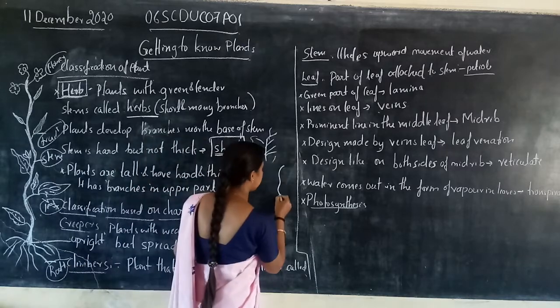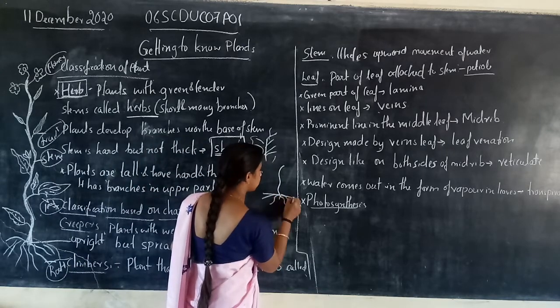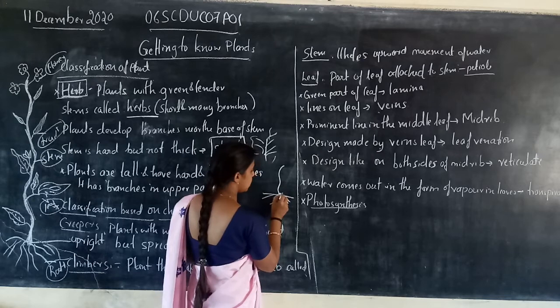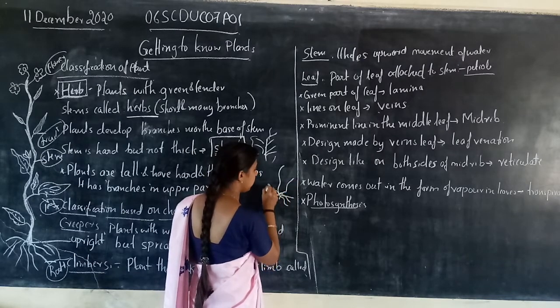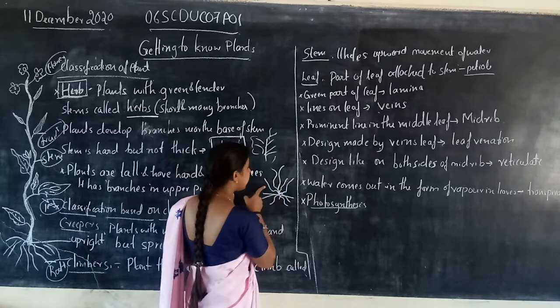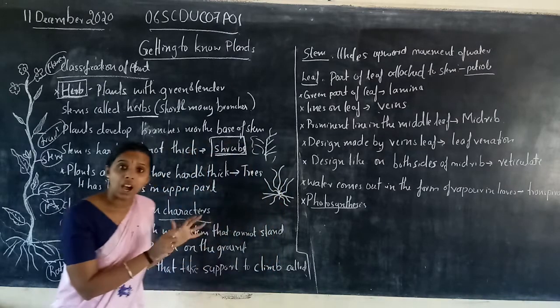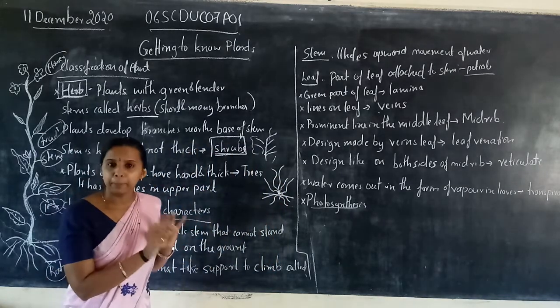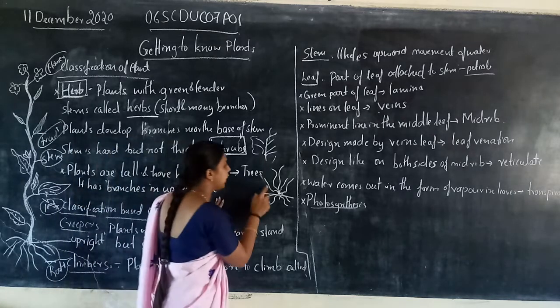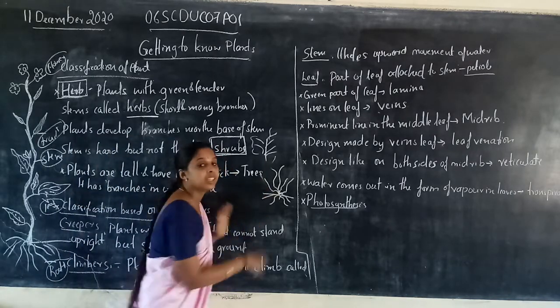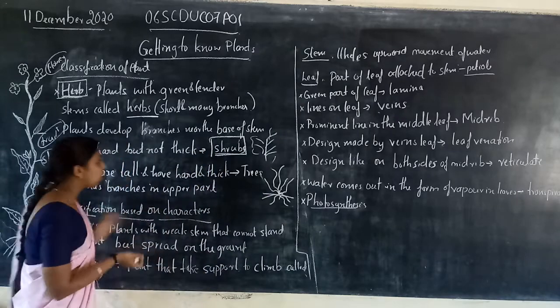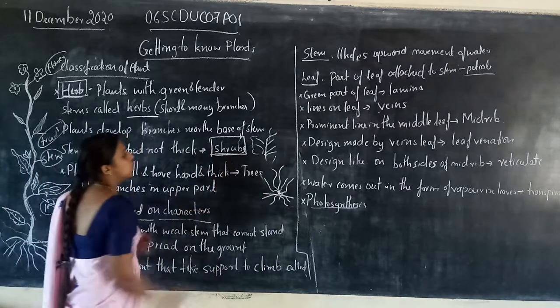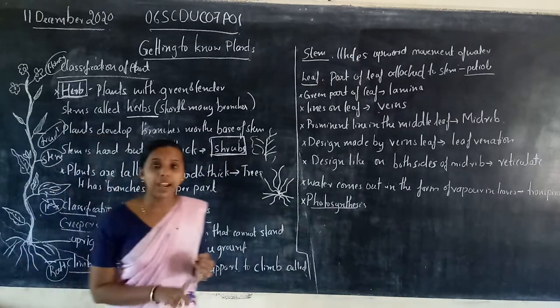So this is the root, right? This is the base of the stem. The branches develop near the base of the stem, and these stems are hard, but they are not thick. They are very thin, but hard. Such plants we call shrubs. So we know what herbs and shrubs are.